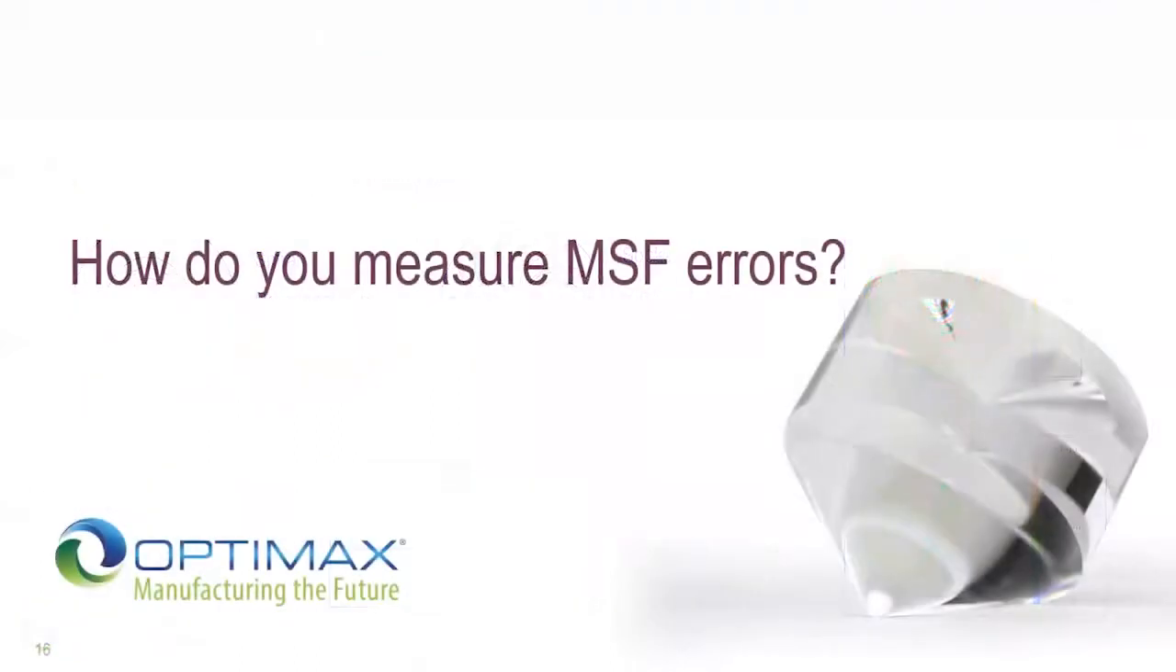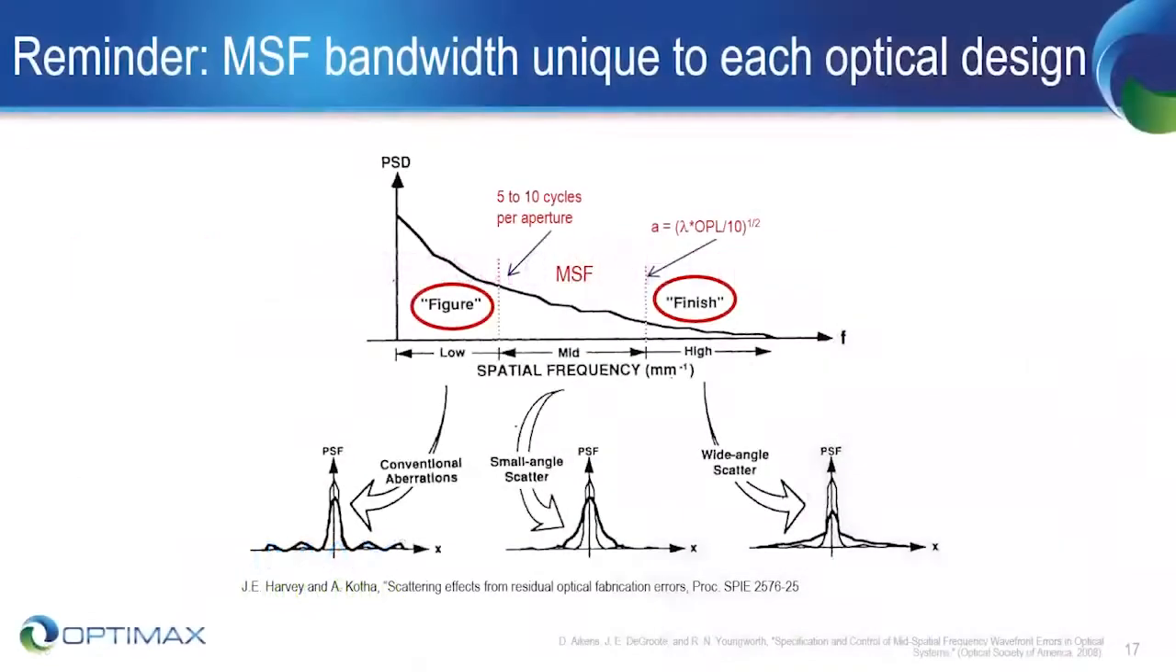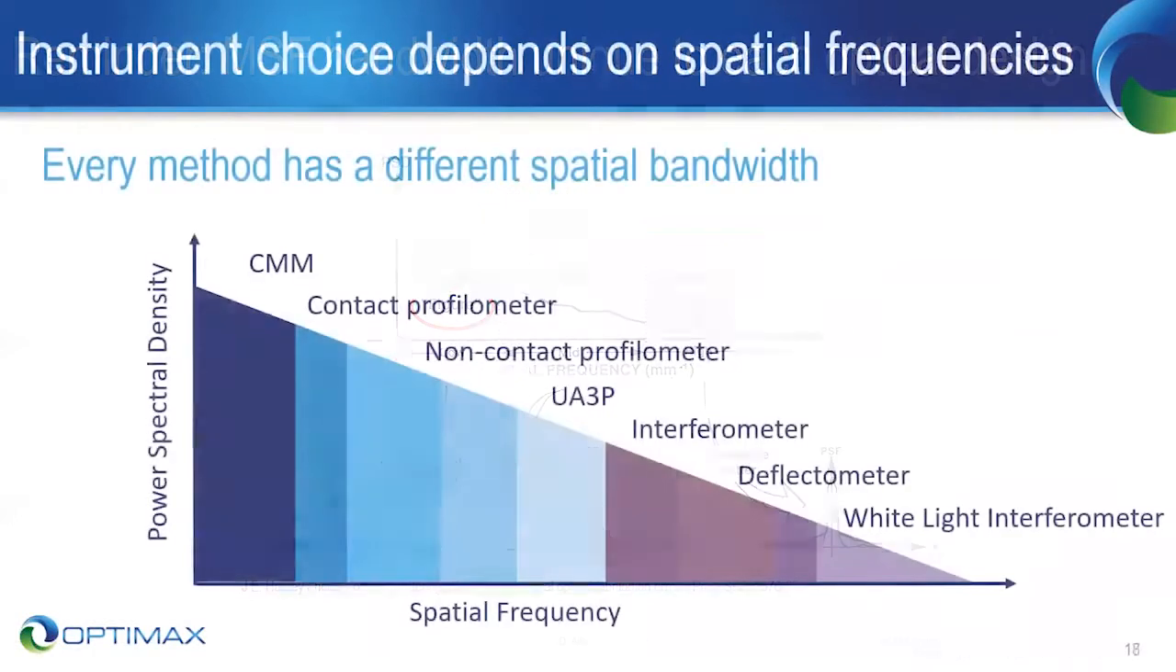So how do you measure them? What is the recommendation for measuring them? I mentioned I'm going to use this visualization tool a couple of times. As a reminder, the mid-spatial frequency bandwidth is unique to each optical design. Okay, so we've talked about figure, mid-spatial frequency, and finish, and these cutoffs fall in different areas based on your optical design. The reason I'm mentioning this is because the choice of your instrument is going to depend on which spatial frequencies are of interest to you for your optical design. And every method has a different spatial bandwidth.